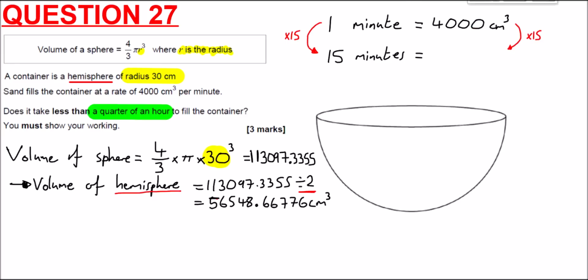So 4,000 multiplied by 15 would be 60,000 cubic centimetres. And so what that tells us is that in 15 minutes we'd be able to fill up 60,000 cubic centimetres worth of sand. But because the volume of the hemisphere is less than 60,000, it's about 56,500, it wouldn't take all of those 15 minutes to fill it up.